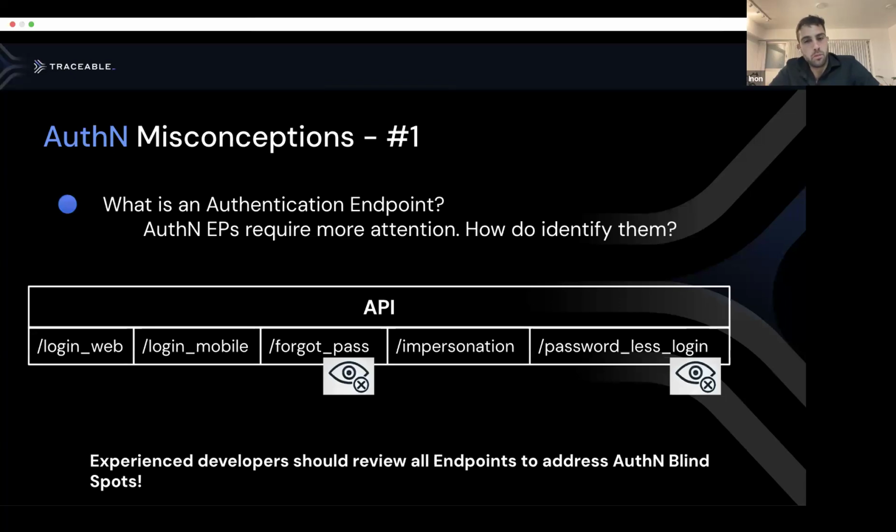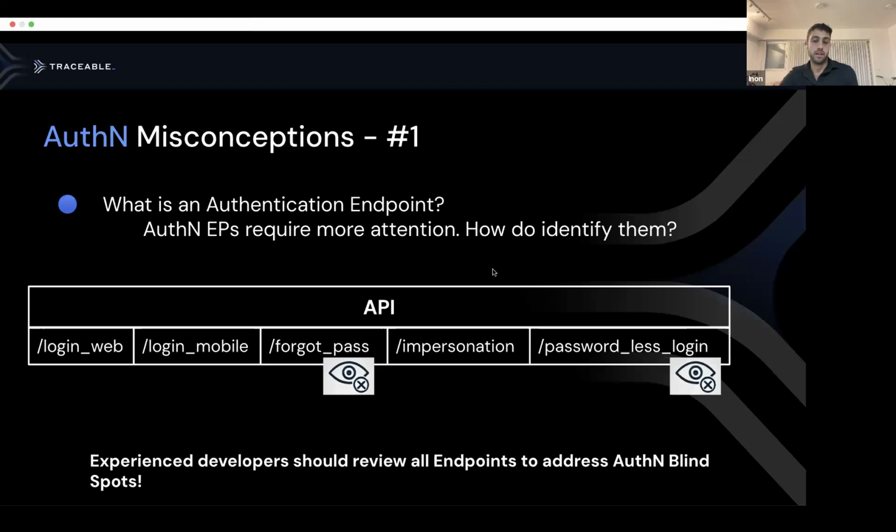But what companies many times forget is that there are other endpoints that lead to the same flow. We don't really care if the user is using a username and password or a different mechanism to authenticate, as long as they get an authentication token back and can use it to log in on behalf of another person, you should consider it an authentication endpoint. Other examples of authentication endpoints would be forgot password. Even though there is no password involved, because you just get a token to your email or phone, it still leads to authentication.